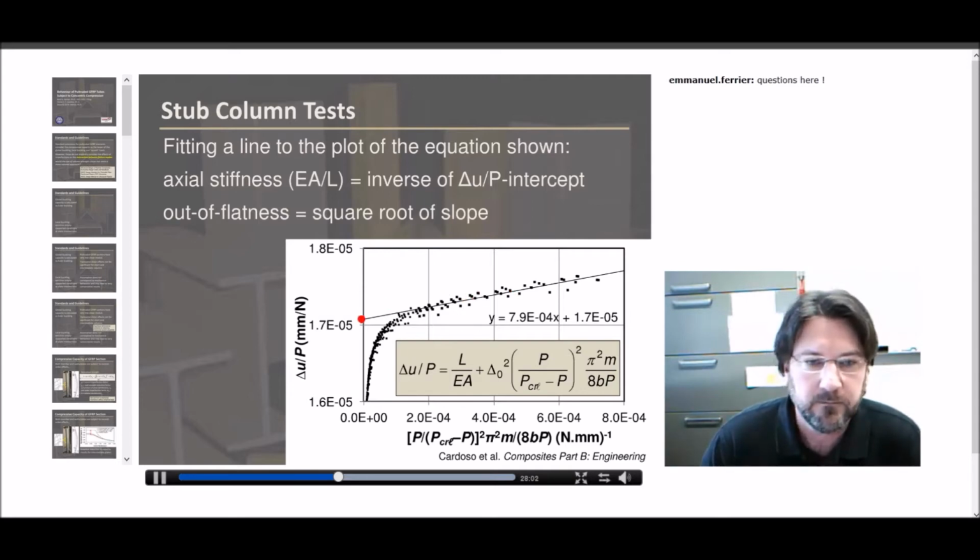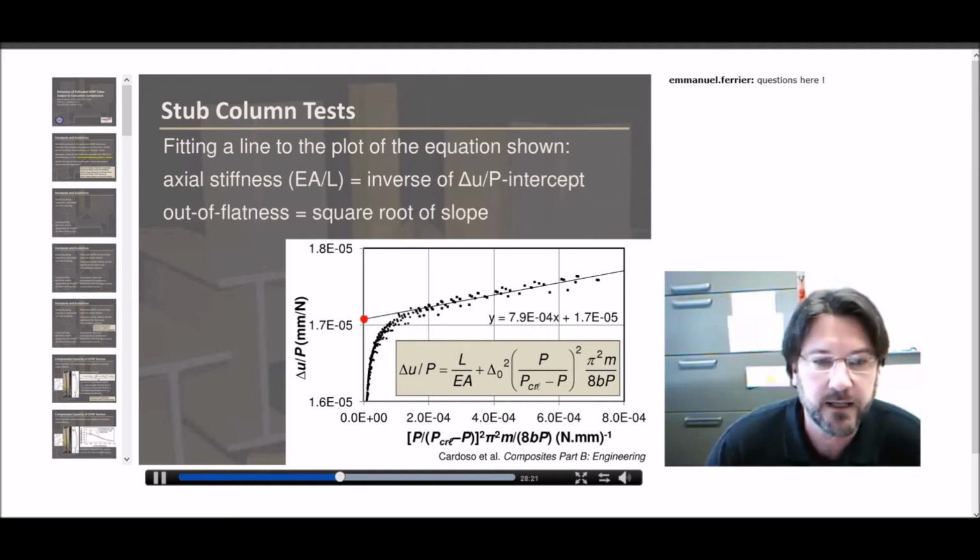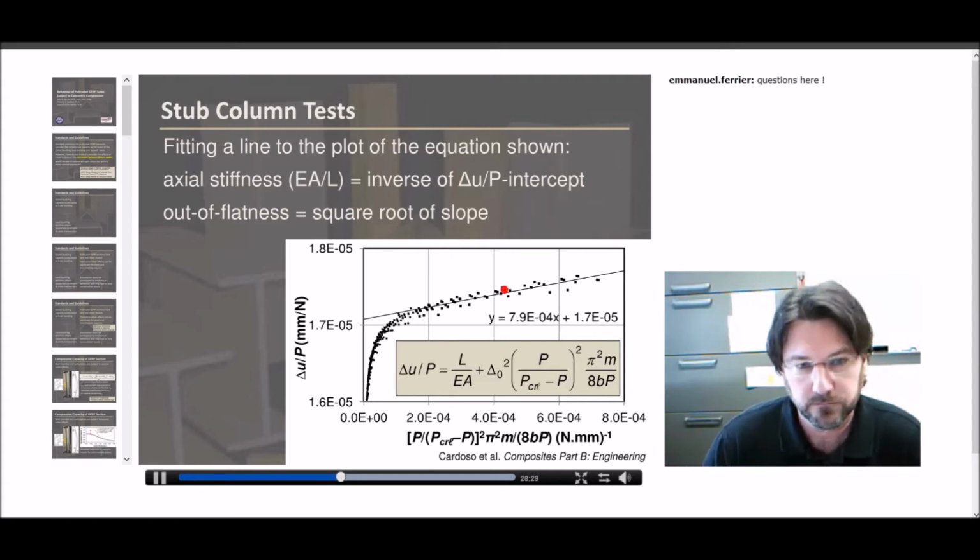The intercept with the vertical axis, this point where that little red dot is right now, the inverse of that intercept, is the axial stiffness of the member, EA over L. Well, we know our cross-sectional area, we know our length, in which case we can calculate the actual modulus value for that particular cross-section. And if we take the square root of this slope here, we get a measure of the out-of-flatness, delta naught, of the individual plates, or the imperfections of that particular plate.